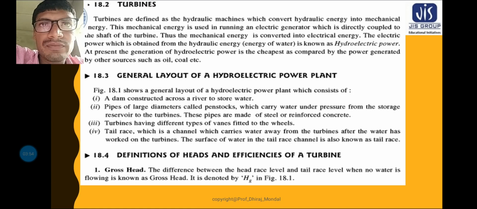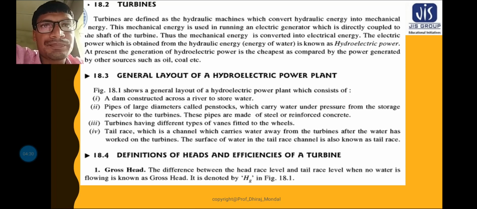In case of a hydraulic turbine, water is taken as the working fluid, and that water is exerted on the turbine blade. As a result the turbine blade rotates as well as the shaft, and we get mechanical shaft work, and from the shaft work we get electrical work. Turbines are defined as hydraulic machines which convert hydraulic energy into mechanical energy.